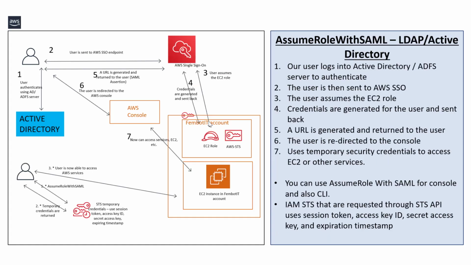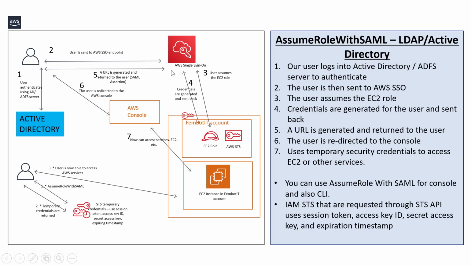The last slide we want to talk about is Assume Role with SAML. And so this is using Active Directory, which you've probably done in your work environment. So what happens first is the user authenticates to Active Directory or ADFS server. The user is then sent to an AWS single sign-on. The user assumes the EC2 role and the temporary credentials are generated and sent back.